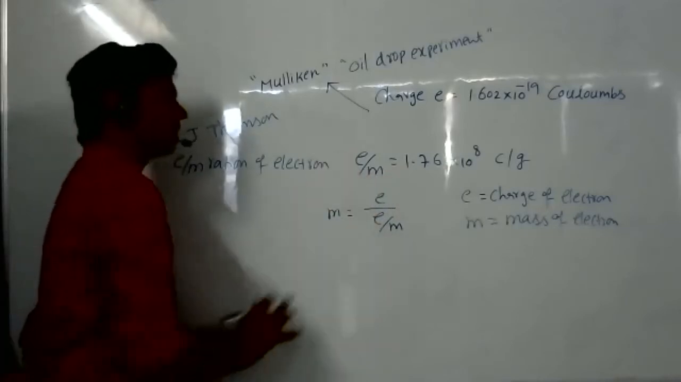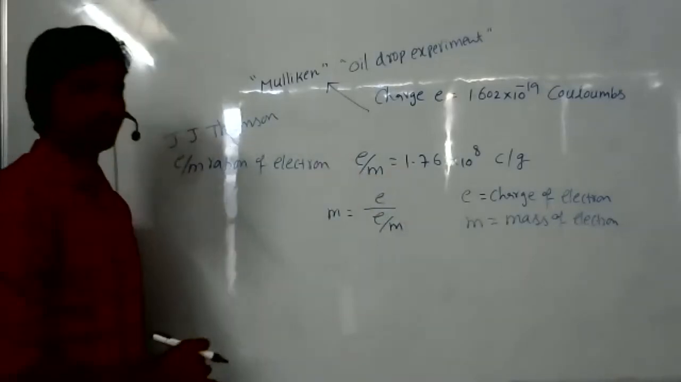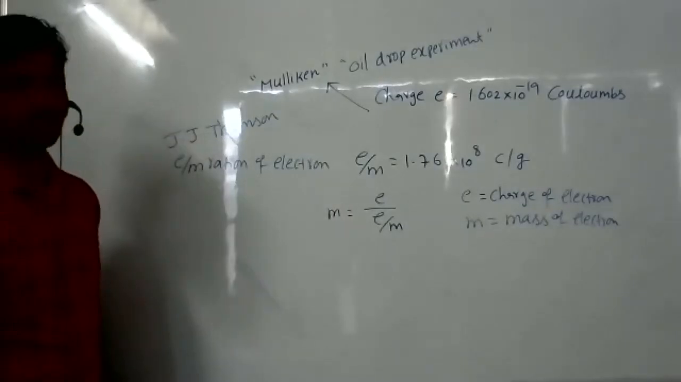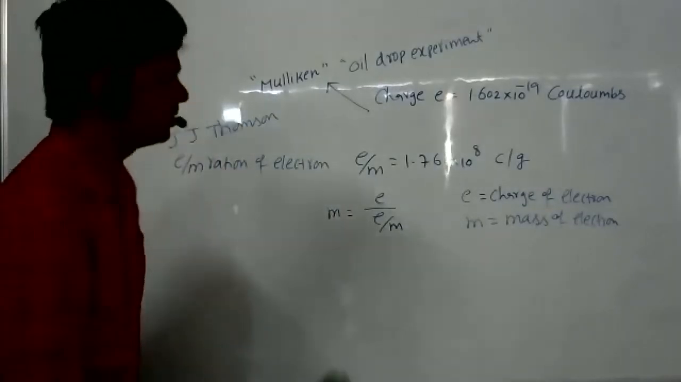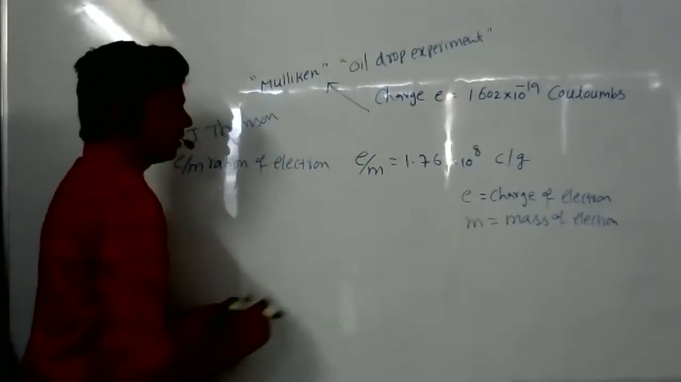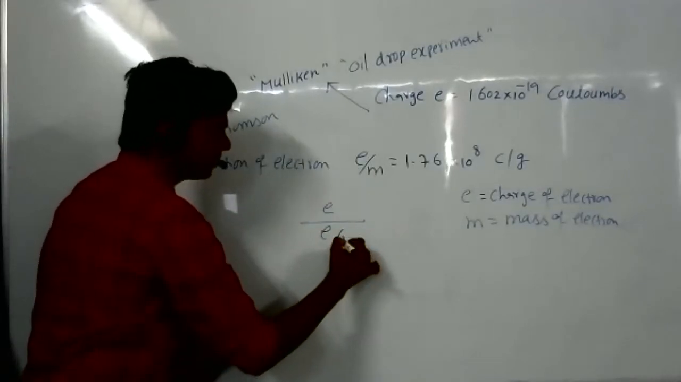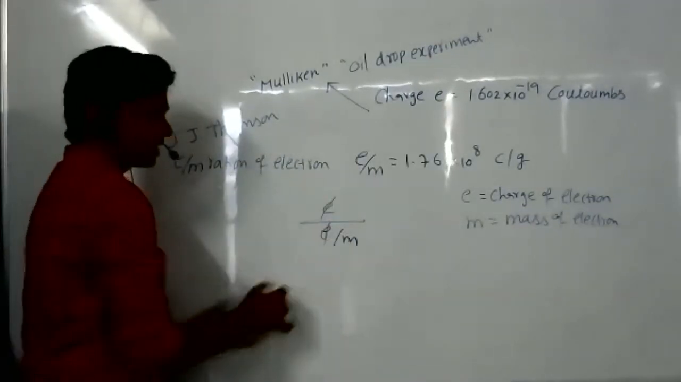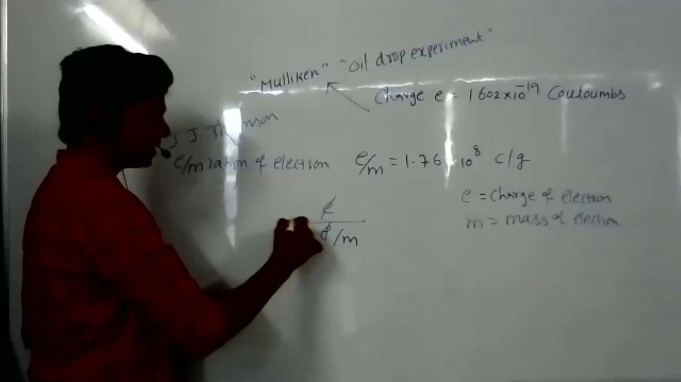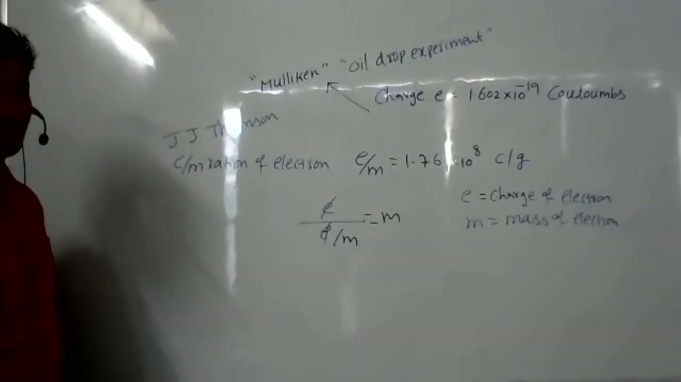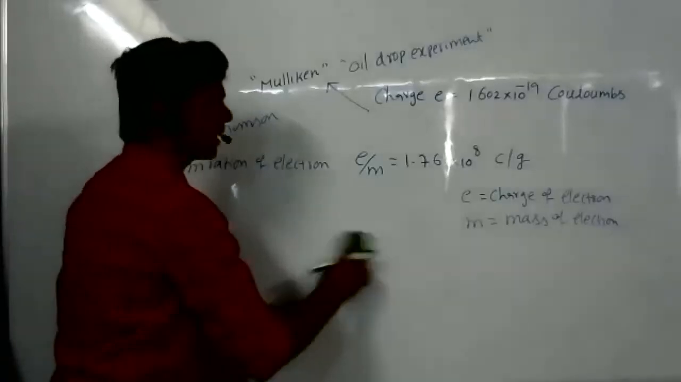This is also calculated. Then what is the mass? We know the e value, but what is the mass value? See how to get the mass value. If I write e by m, this e cancels, correct? And m going up, it will become m only. So we are following that simple calculation, right?